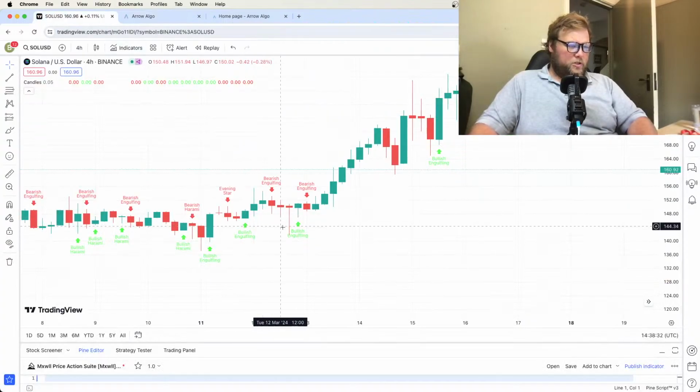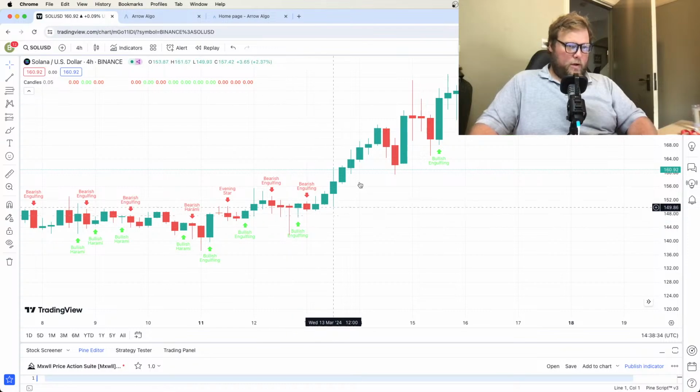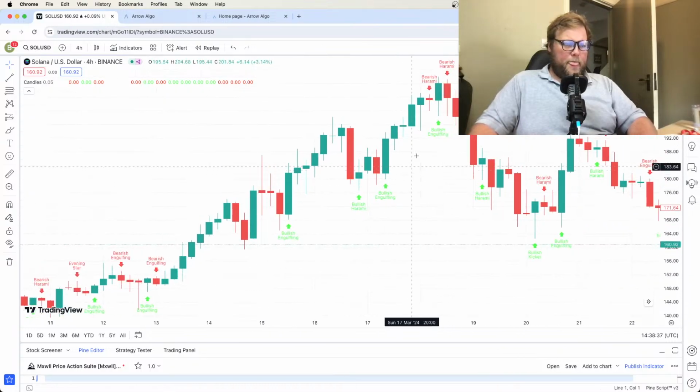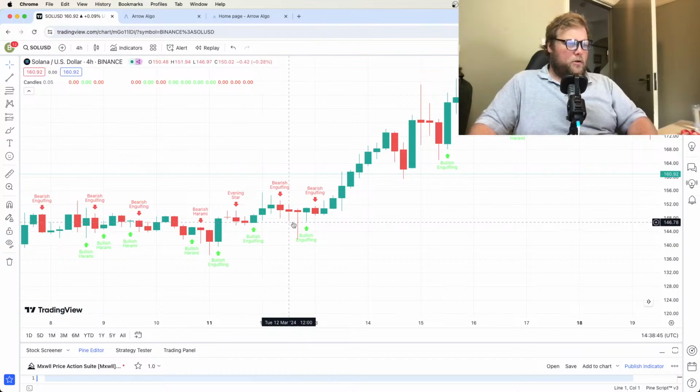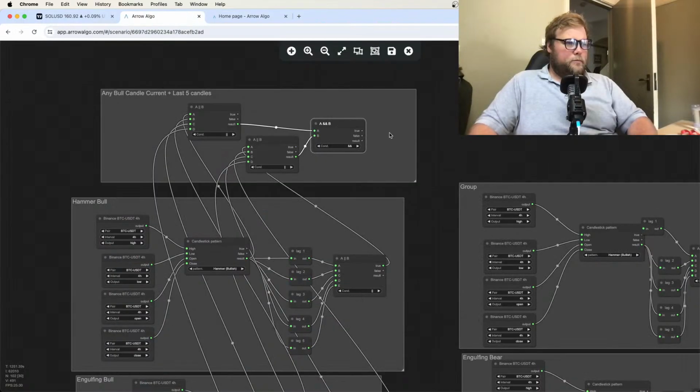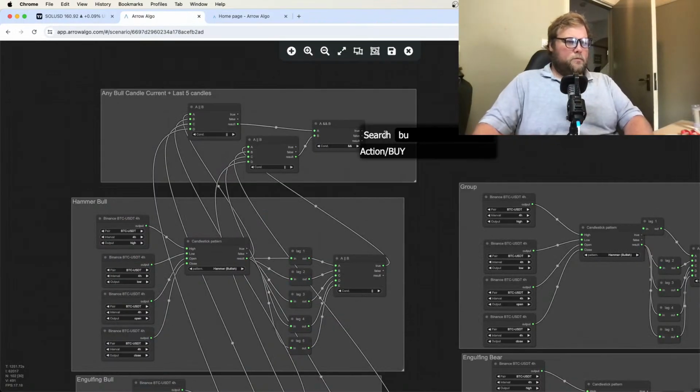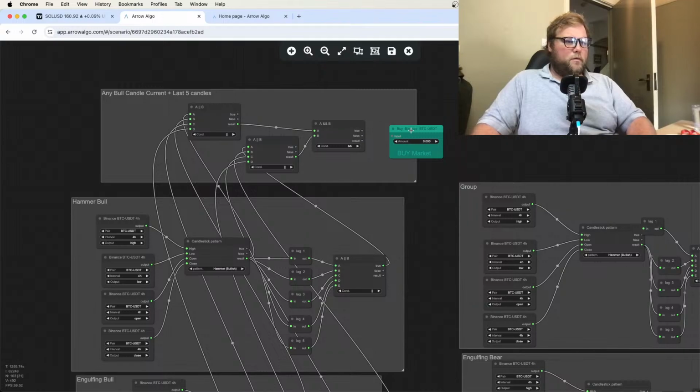So if we've got 2 bullish candles, then we're likely going to see an uptick. So we want to set a buy order. And why don't we set the buy order at the lowest closing price of the last 6. So we can create an action block for a buy block.